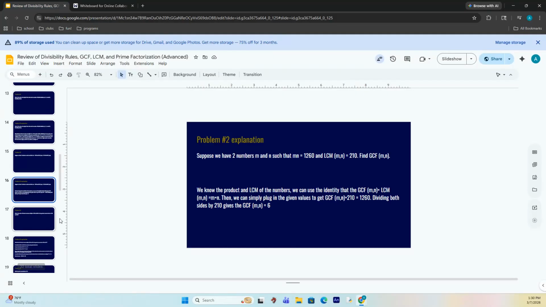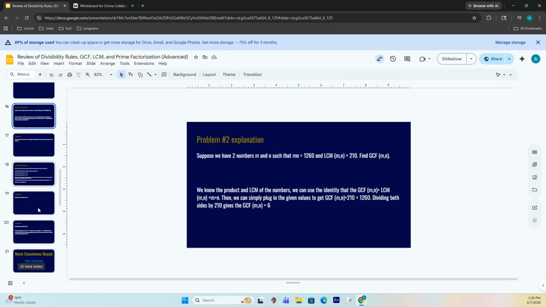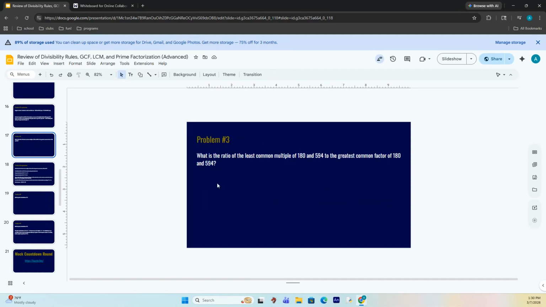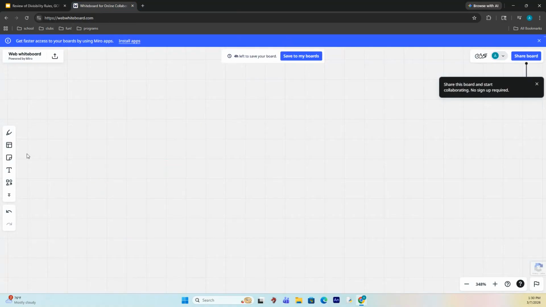Now, we are going to be just doing a few more problems. So our next problem is number 3, which is the ratio of the least common multiple and the greatest common factor of 180 and 594. This is going to take a minute, but that's solely because all we have to do is prime factorize. This is going to go a lot faster on paper.